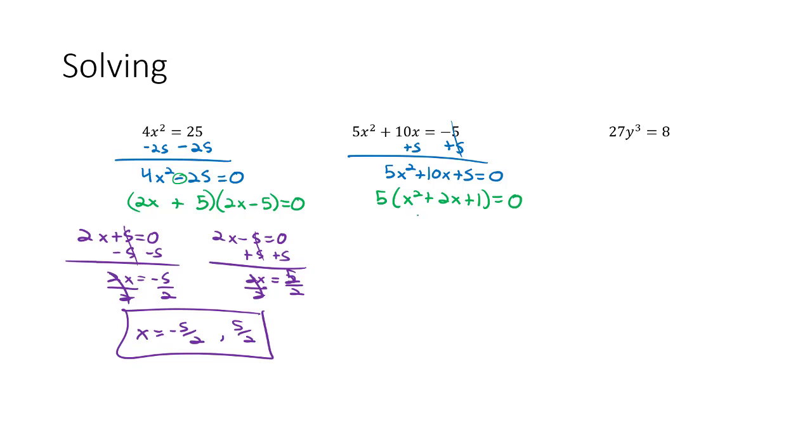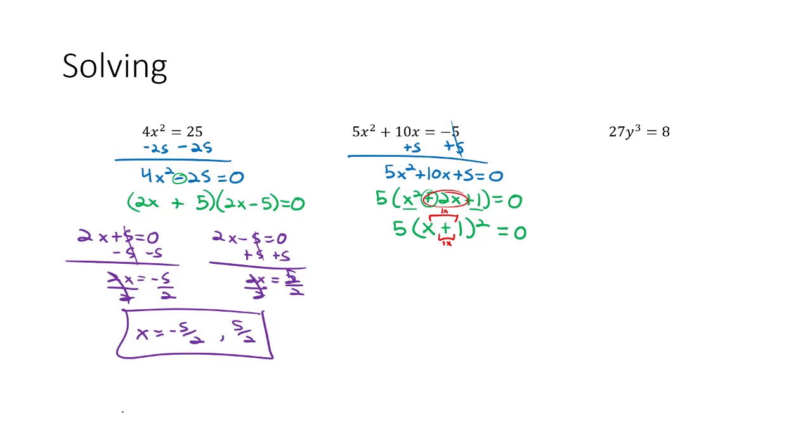Noticing I can take the square root of both parts, so it might be a perfect square. The square root of x squared is x. Take the sign from the middle. The square root of 1 is 1. So I think it's 5 times x plus 1 squared equals 0. Check that middle term. 1x and 1x. Yes, that's 2x. So we have factored it perfectly.